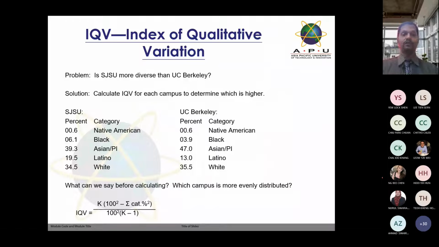about the diversity of two particular universities, like SJSU and UC Berkeley, and given some values, calculate the IQV for each campus to determine which is higher. They have given some values, some percentages, and what we can say before calculating is which campus is more evenly distributed. So is this example really relevant?